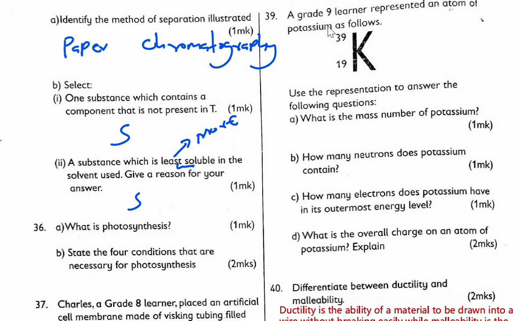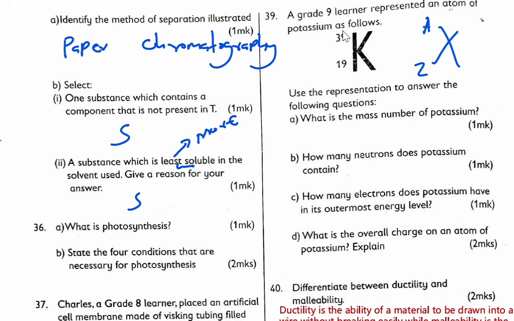Number 19. A grade 9 learner presented an atom of potassium as follows. Here we have 39/19 K. Use the presentation to answer the following questions. What is the mass number of potassium? Remember, in representing elements, we have X. X can be any element, the symbol, and then here we have A and Z. A stands for the mass number and Z stands for the atomic number.